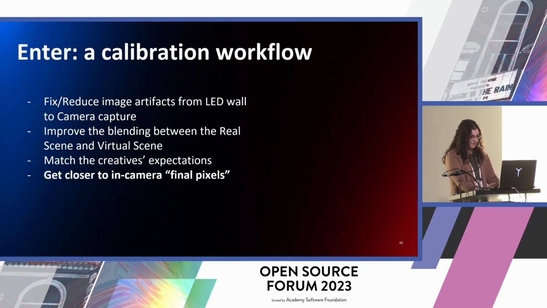So we decided to tackle the problem of calibration of the wall based on your primary camera capture first, because if what you're capturing on your primary camera isn't correct, nothing else downstream will work. The calibration system needed to reduce image artifacts and improve blending between physical and virtual sets, all in order to match creative expectations and get closer to that awesome goal of in-camera final pixels. At the end of this process, the color you send to the screen should be the color captured by the camera once it's properly calibrated.